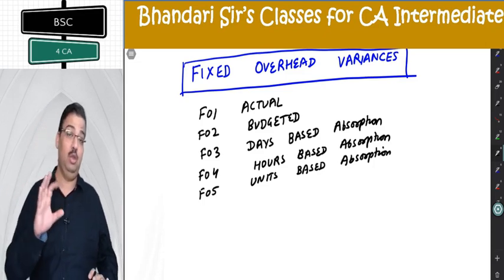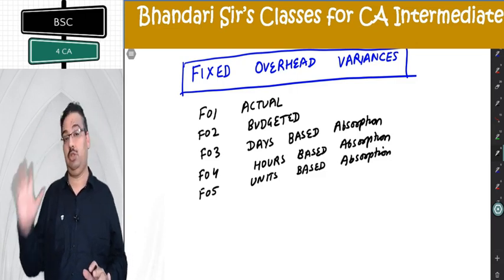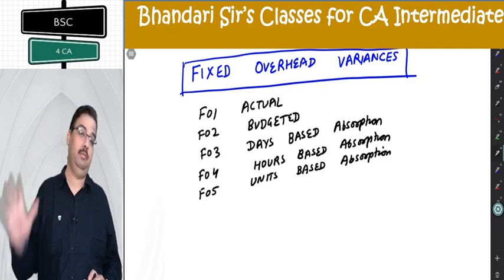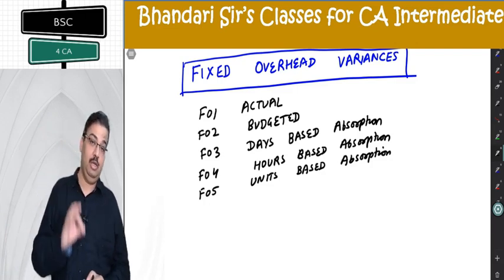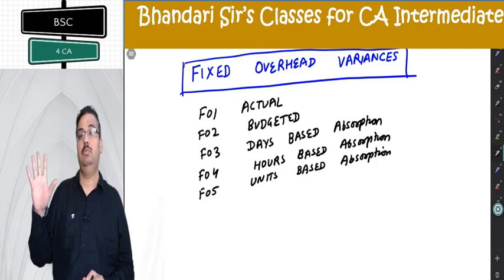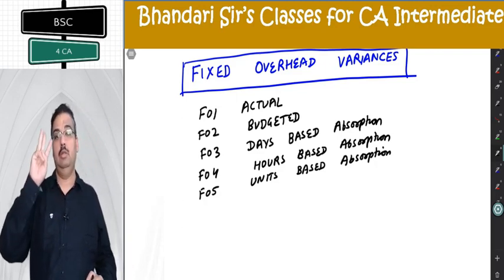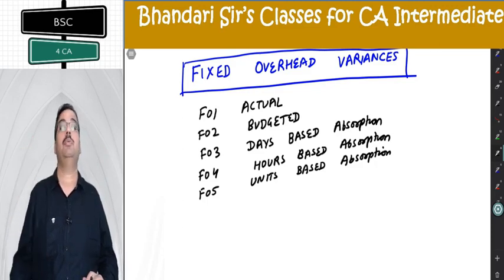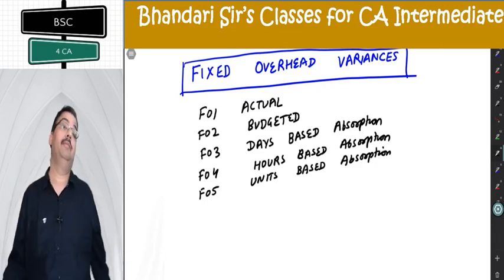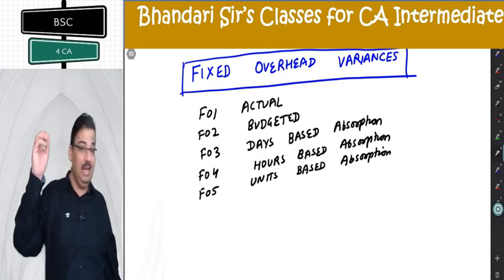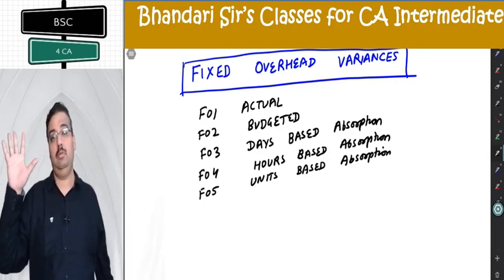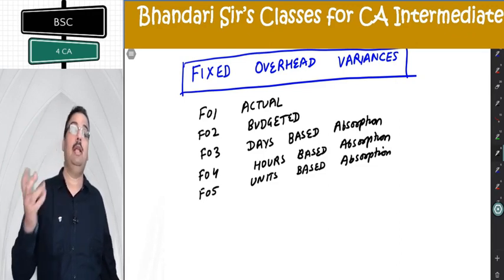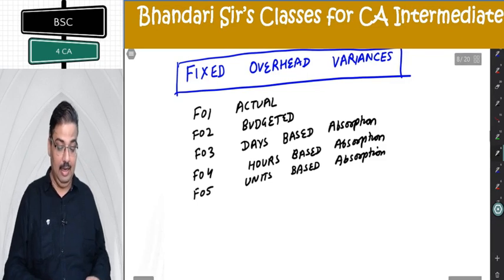Let me tell you one thing. Those who do it under formula approach, they find this category most difficult. Under steps approach, it is easiest. Actual, budgeted, day based absorption, hours based absorption, and then units based absorption. How is absorption done? At planning level, we calculate rate per day or units and apply on actual. So, I am detailing it a little bit here.